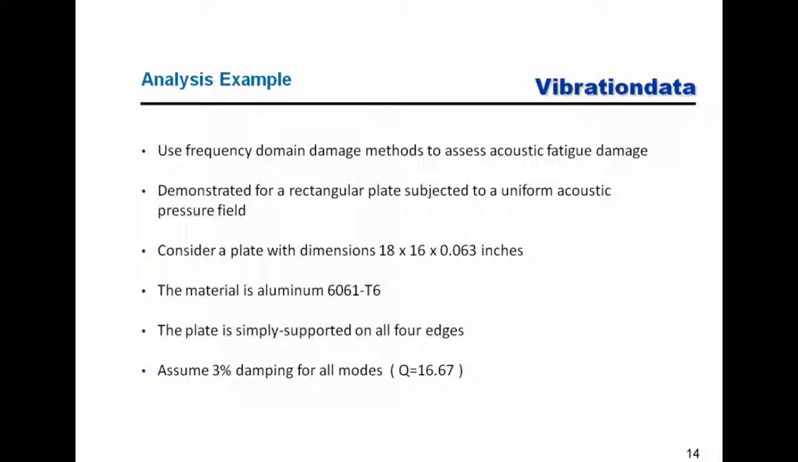But today we're just going to start out very simple, where we have a uniform, fully correlated acoustic pressure field. So that means all the phase angles are the same, acting with a normal distribution against a plate. And this plate will have dimensions of 18 by 16 by 1/16 of an inch, or 0.063 inches. The material will be aluminum 6061 T6.